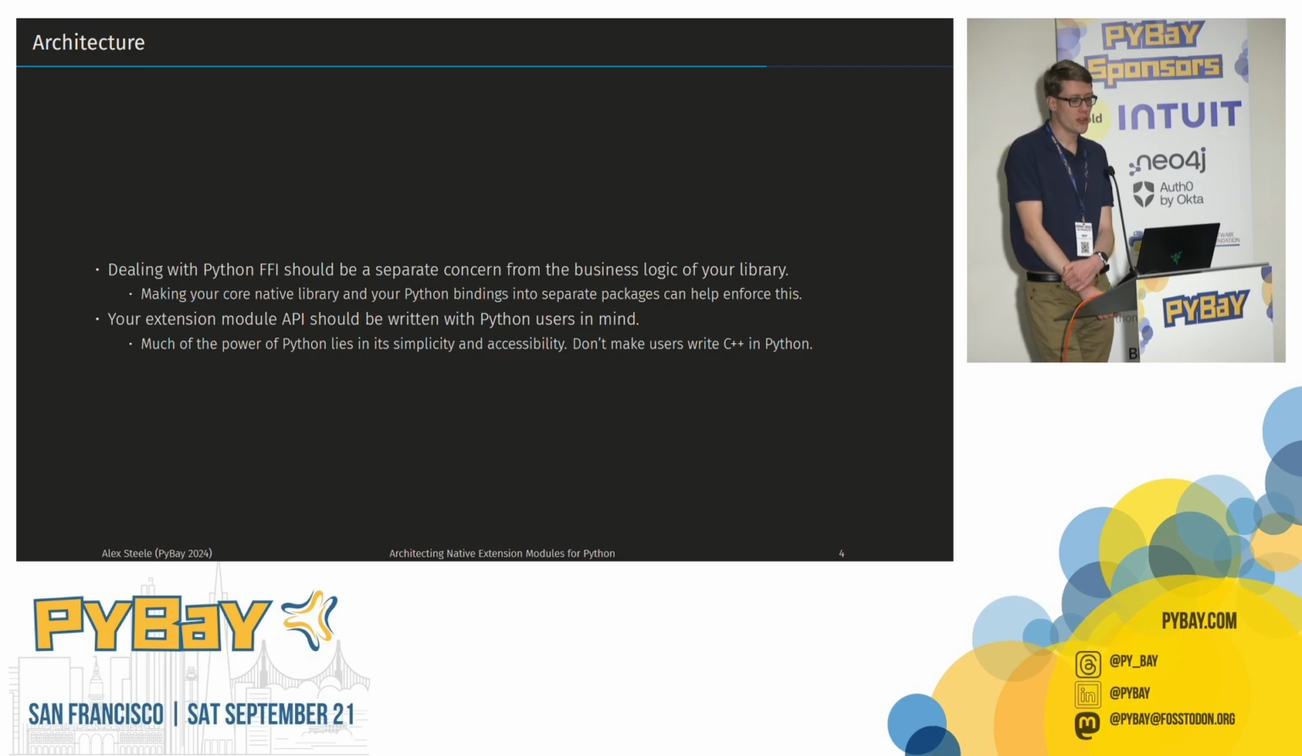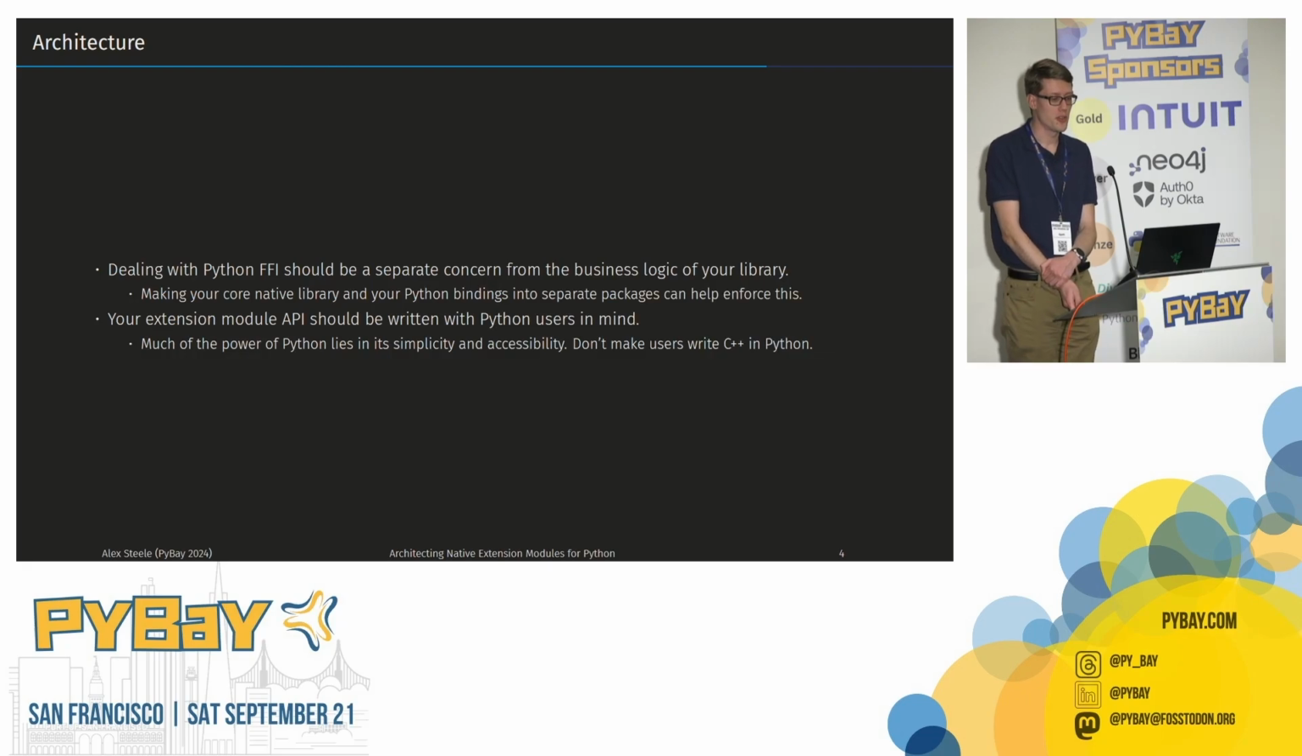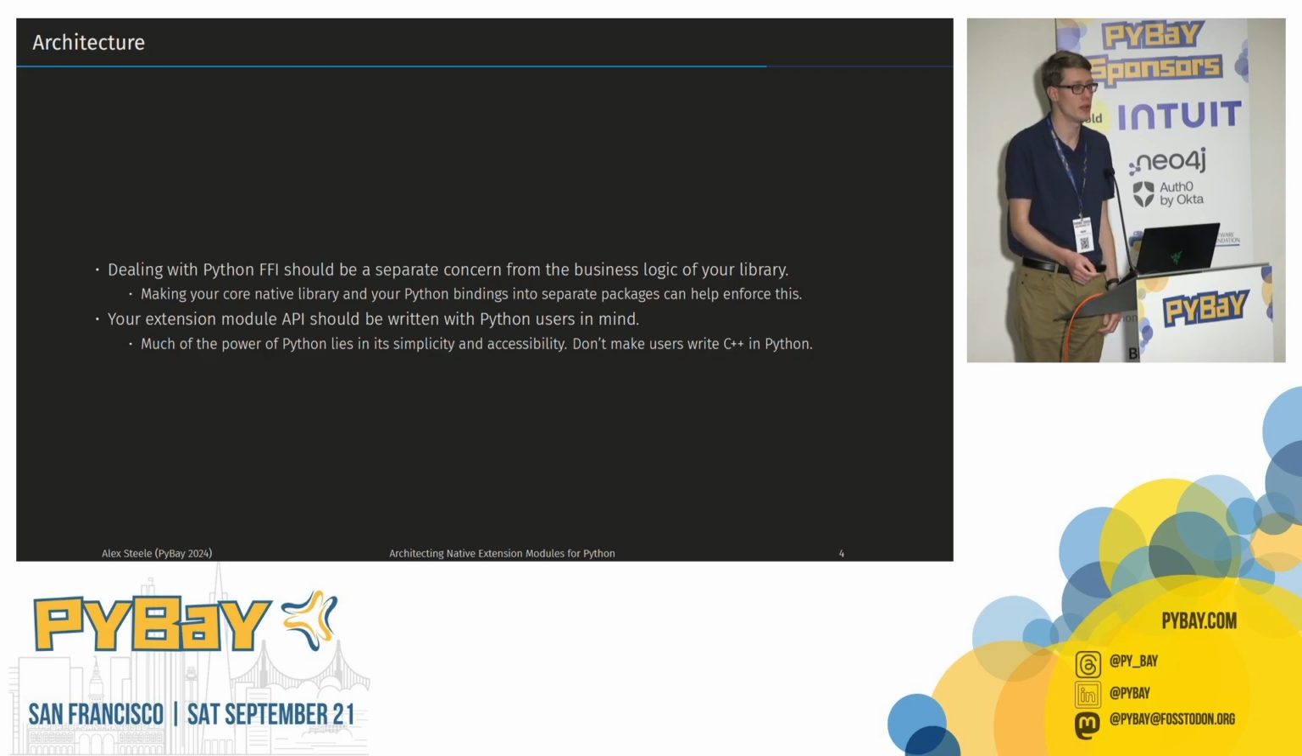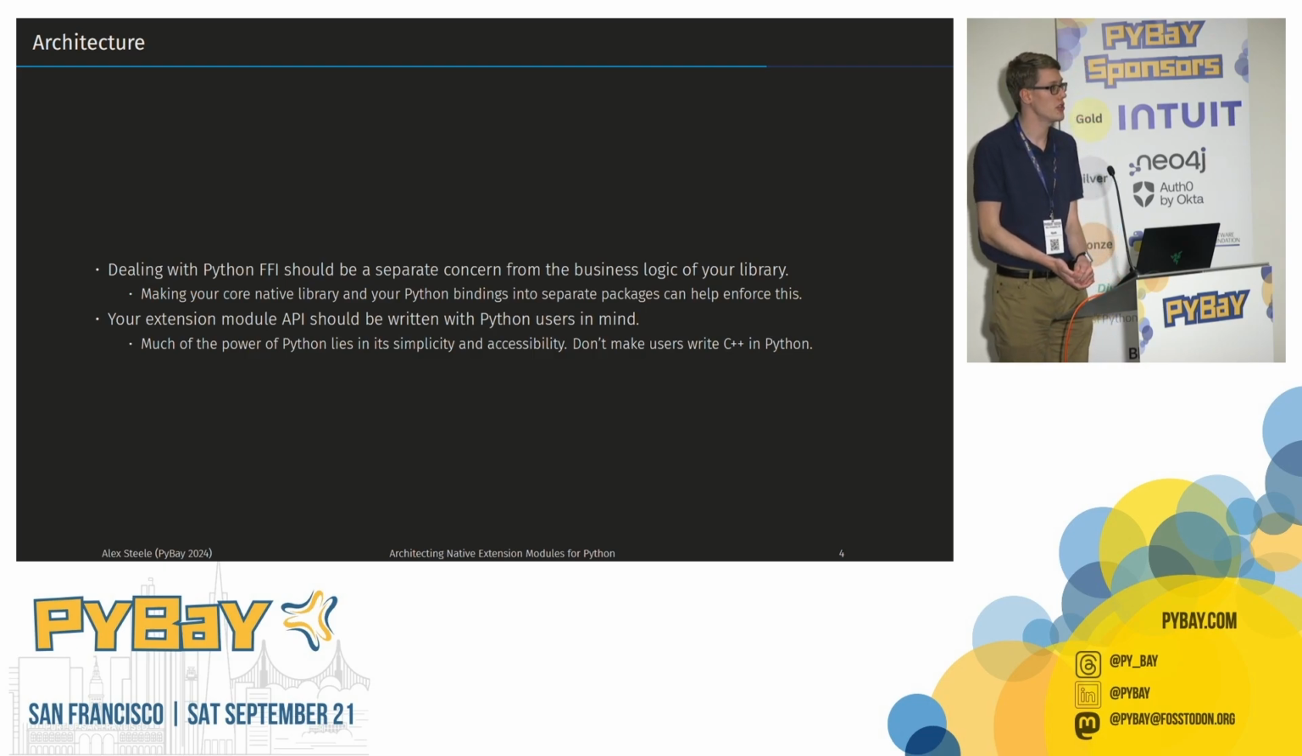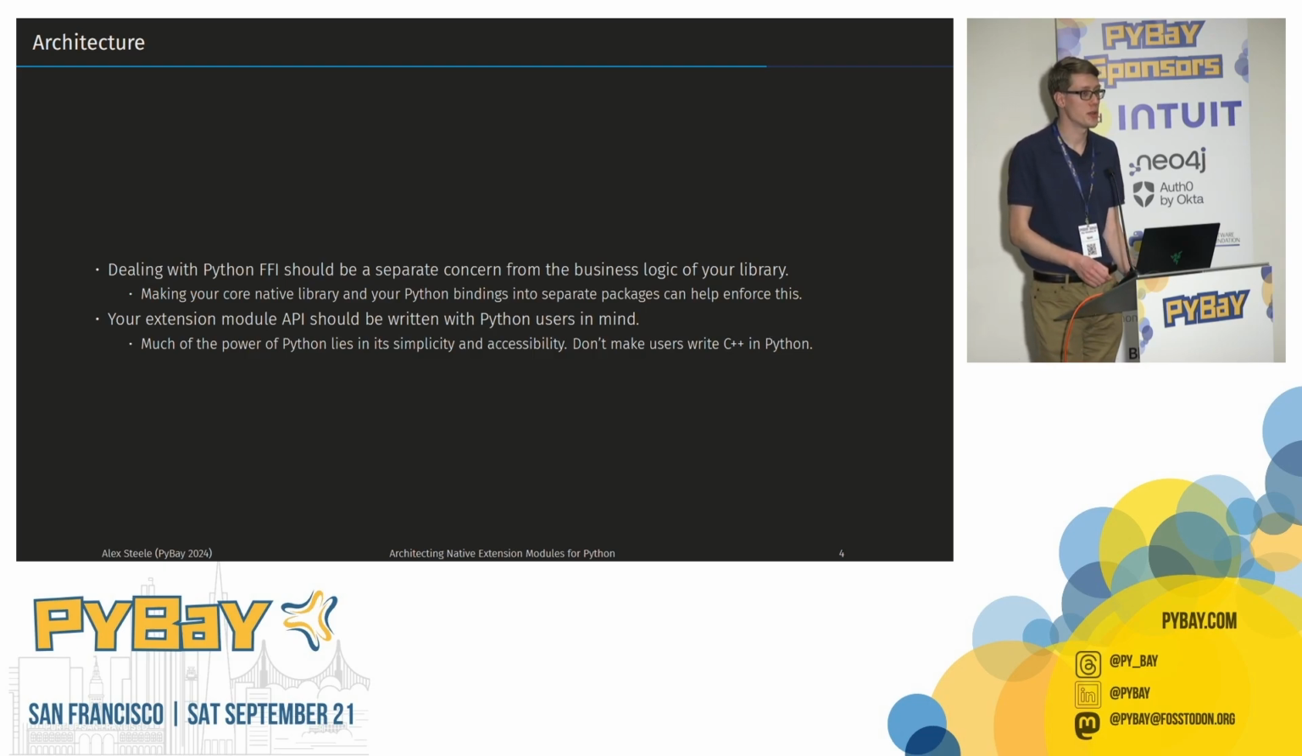So like I mentioned earlier, you should be writing your API with Python users in mind. The whole reason many of us like to use Python is its simplicity and accessibility, especially for people from a more non-technical background or people who might have a technical background but aren't software engineers and they're working as domain experts. So if you're trying to avoid having to teach a bunch of validation engineers C++, then don't make them write C++ in Python.